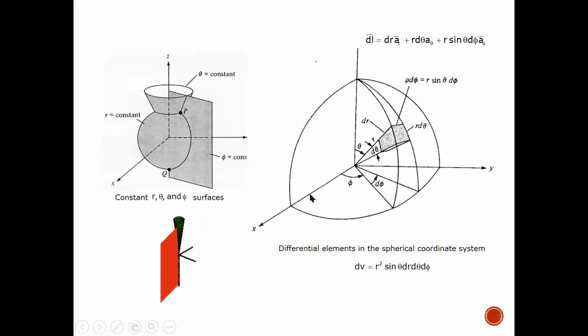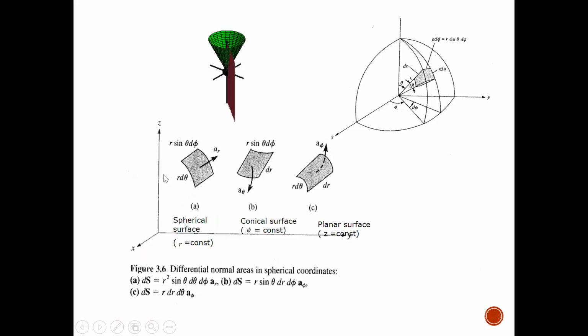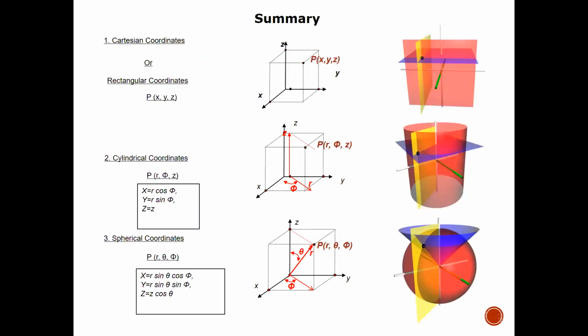Okay. And then you again have the small infinitesimal spherical element. You can find the different surfaces, and then you can find the volume. Okay, so we will stop here, guys. And in the next class, we will start our electrostatics.